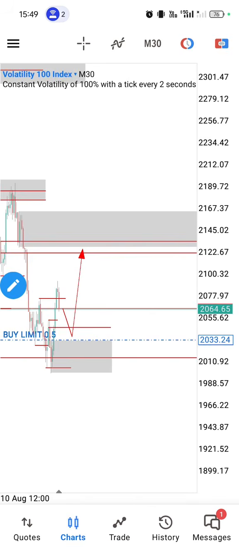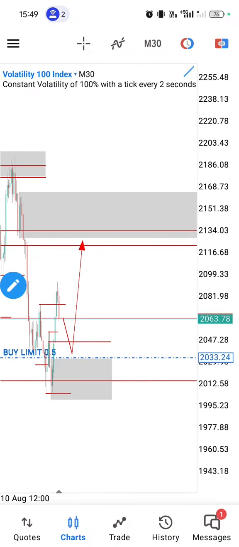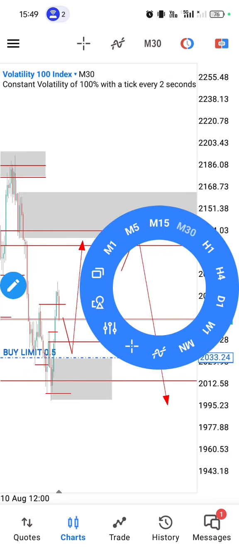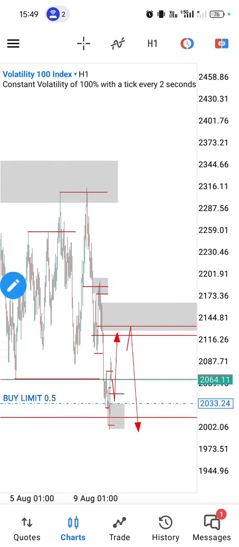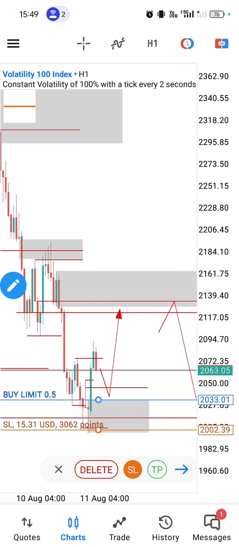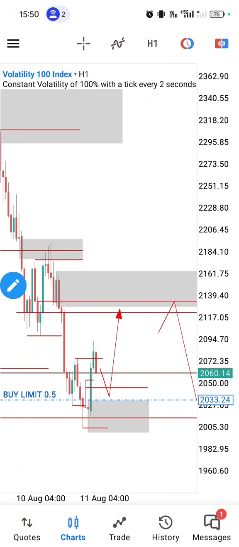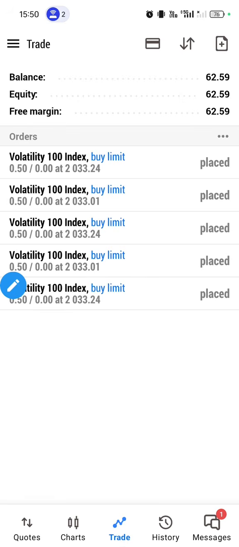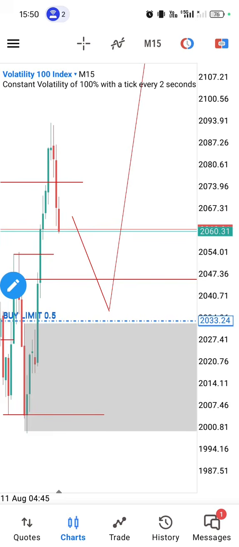I placed about 5. Remember, VIX 100 index is strong, so we will be buying, and after we fill that imbalance and we reach the 1-hour order block, we will exit, and immediately afterwards we will again place the sell positions from there. So I'll see you guys after some hours.